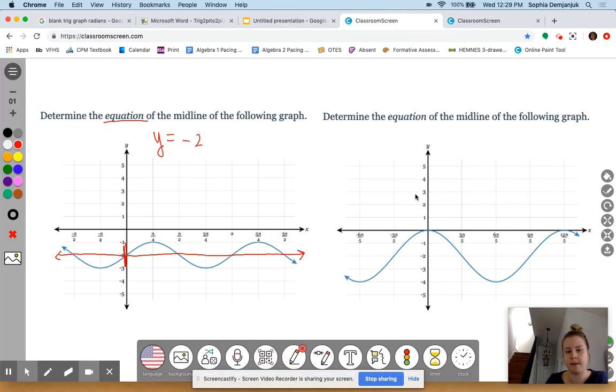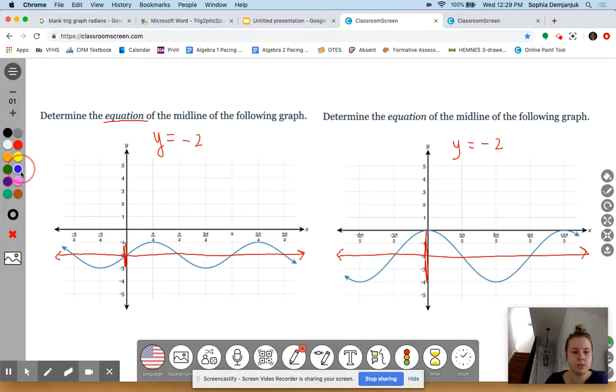And you can find that midline for all of them. If I'm looking at this next one, my entire range of my trig goes from 0 to -4. So directly in between that is again going to be -2. So I'm going to write it as an equation. I'm going to say that y equals -2.